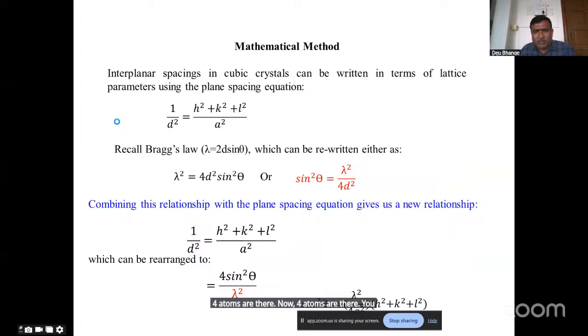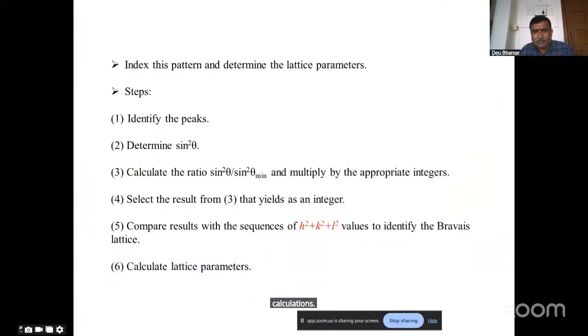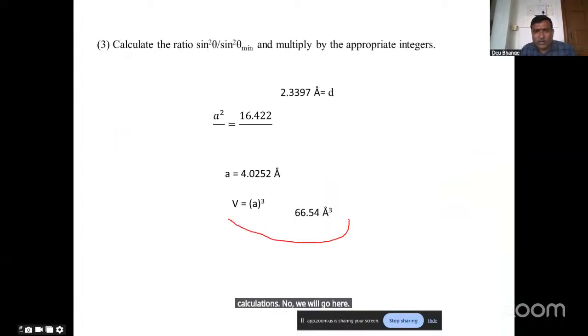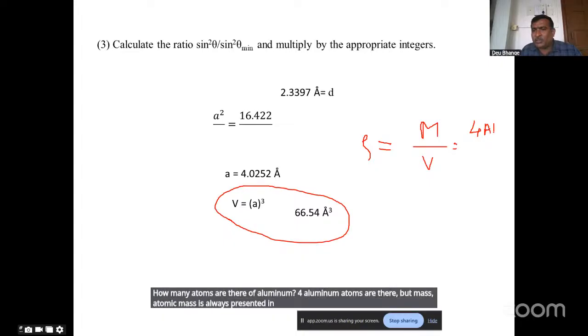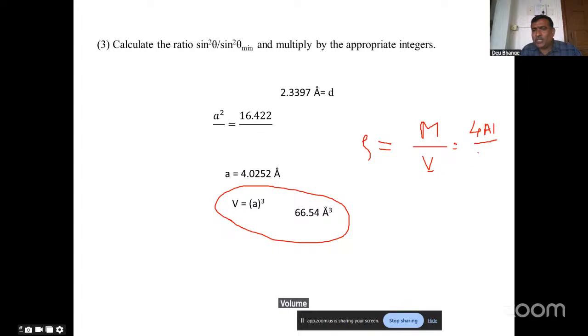You understood from the calculations. Now I want to calculate the density. How to do it? Density rho is equal to the mass present in that smallest volume divided by volume. How many atoms of aluminium are there? 4 aluminium atoms. But atomic mass is always presented in atomic mass unit, and volume, in our case, is presented in angstrom cube. The density is always given in gram per cc. So now what you have to do is convert this.